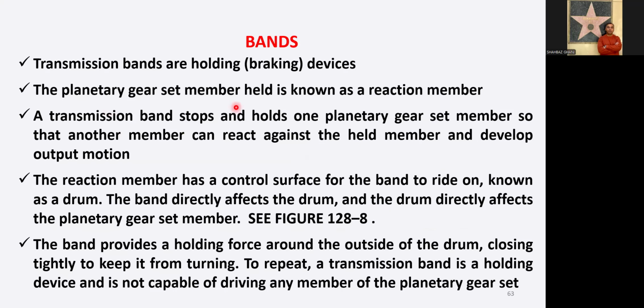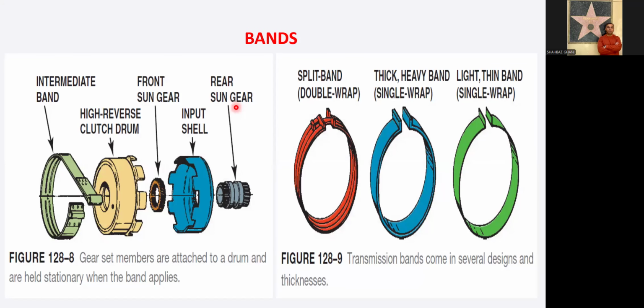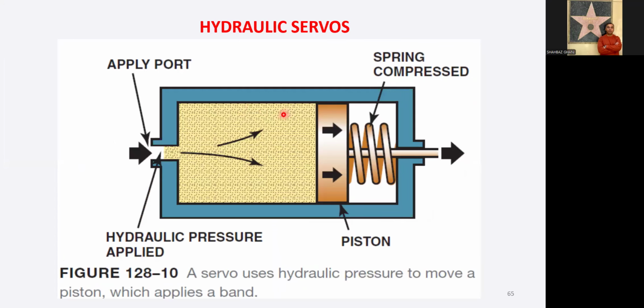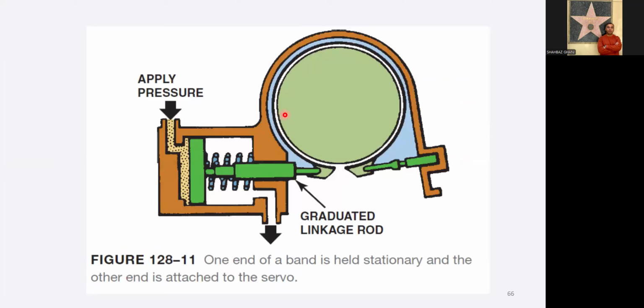Then we talked about the brake bands, which play an important role in holding one of the members of the planetary gear set, either the sun, the planet carrier, or the ring gear. These are the different types of brake bands which we have studied. Then the hydraulic servos, which play an important part in the planetary gear sets, and the types of hydraulic servos used in combination with the brake band.